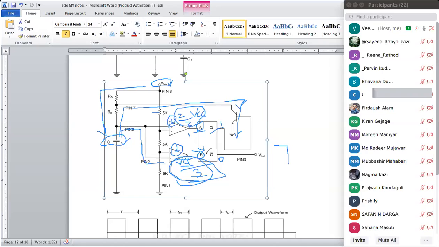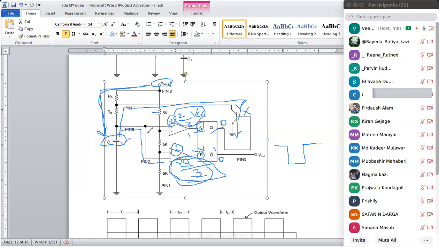So if it has been reset, then what will happen? Q will become 0, Q bar will become 1. Until then it was 0, now it will become 1. The output Q bar becomes 1 and Q becomes 0, and this transistor turns off. Now what will happen again? The capacitor starts charging.